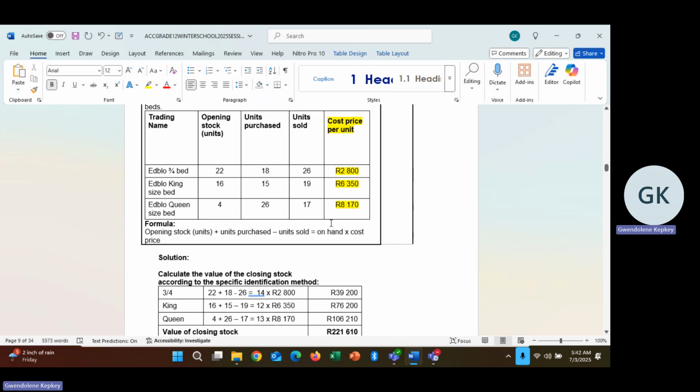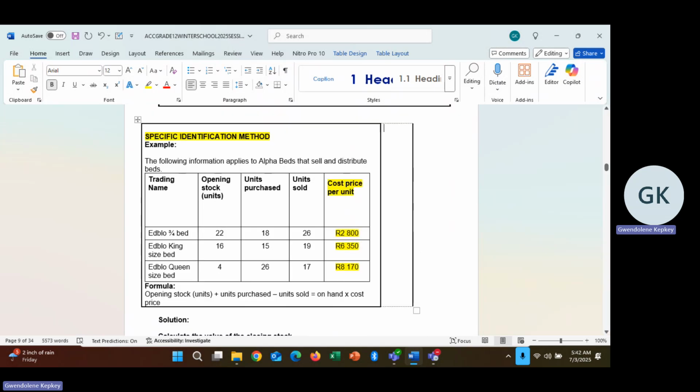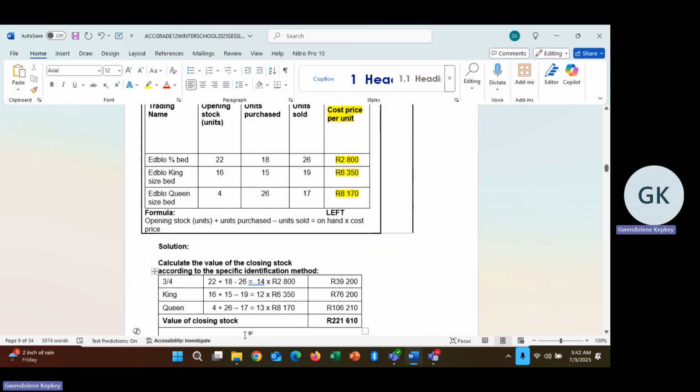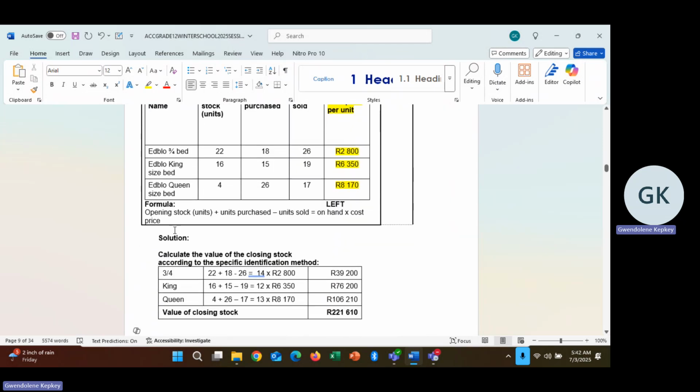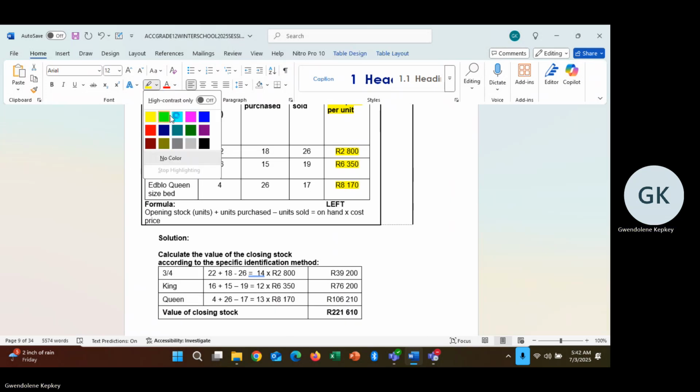Another wording for my items on hand, you could call it the number of items that you have. Let me just go back. You could call it the number of items that you have left. Okay? So let's apply this formula to each of the various items that we have.